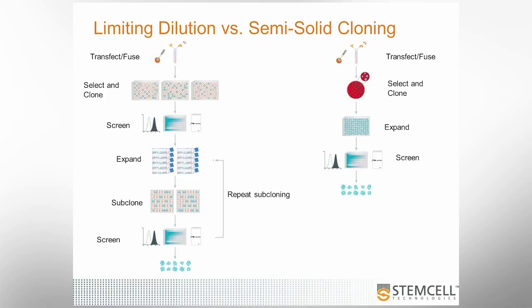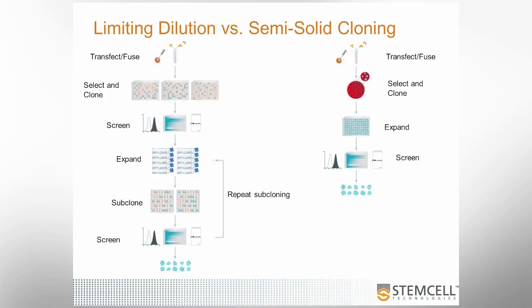So we can contrast this with semi-solid cloning, where after transfection or fusion, however you're going to generate your pool of cells, there's no selection step in liquid medium, but rather the selection and cloning are occurring at the same time in the semi-solid medium, where we're growing those discrete colonies.